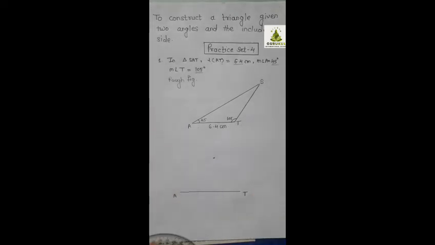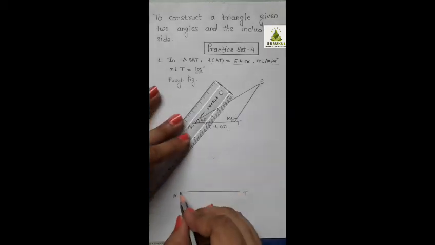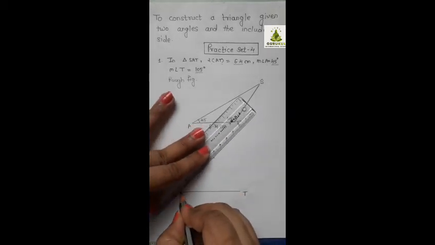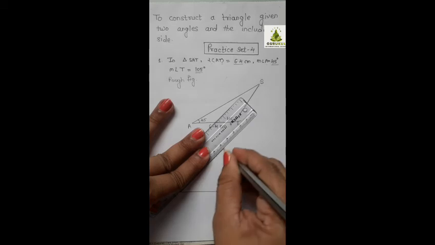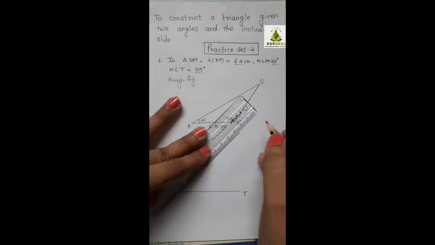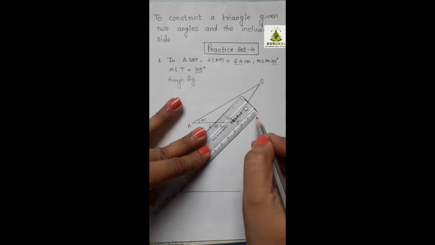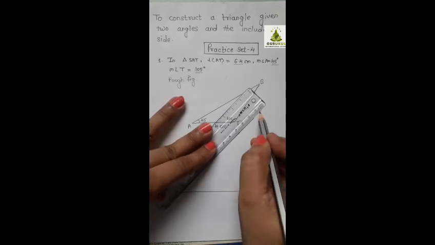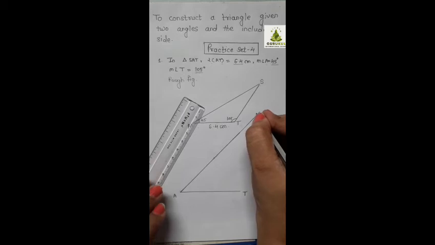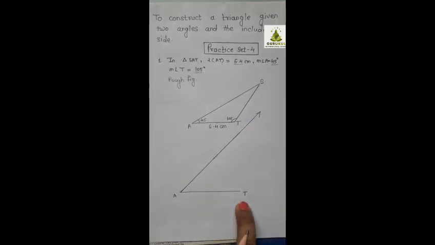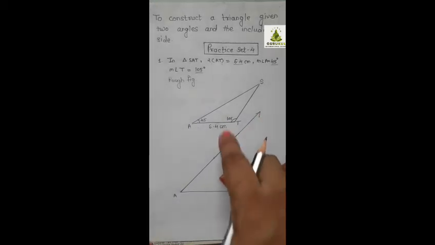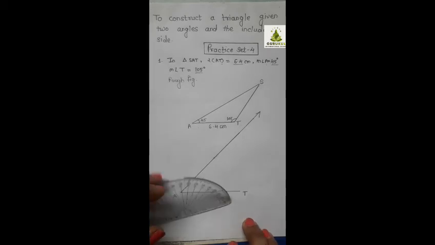Place one point and draw the ray which connects this vertex A and this point. You can extend the ray a little bit because we know that angle T is an obtuse angle. Okay. Now this is how much it is, 105.